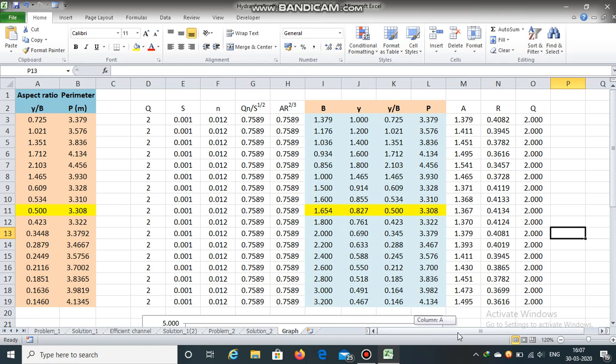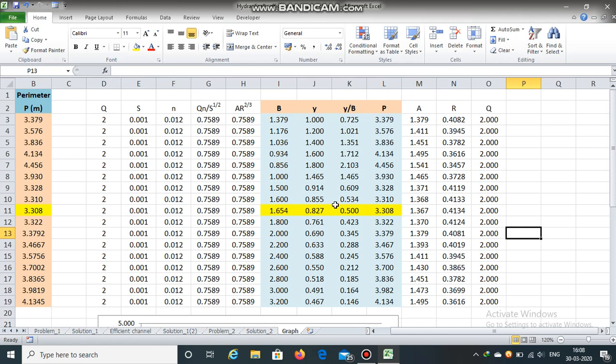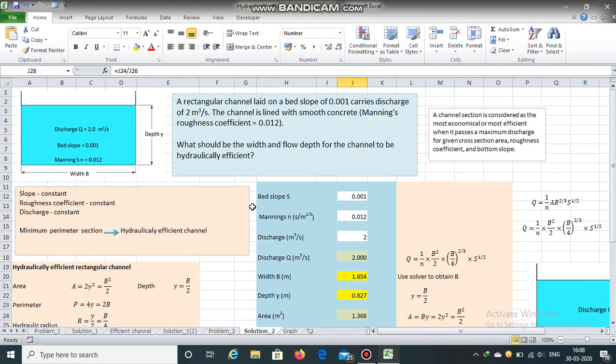We have already obtained the value of width and depth, and this is just to check the value of discharge using Manning's formula. So we have obtained our final answer. The width should be 1.654 meters and flow depth should be 0.827 meters for the rectangular channel to be hydraulically efficient.